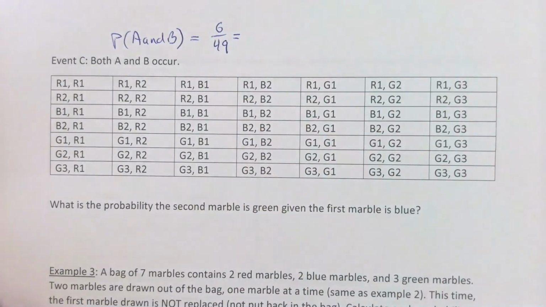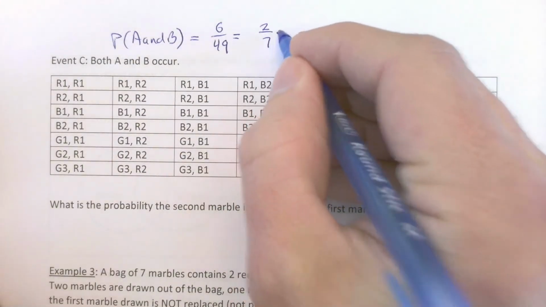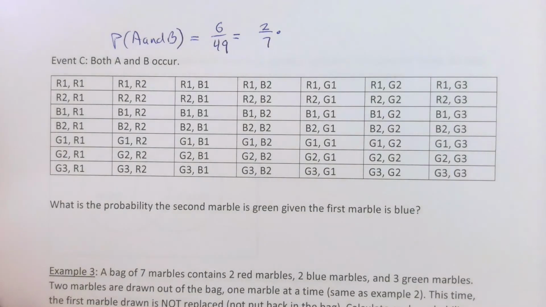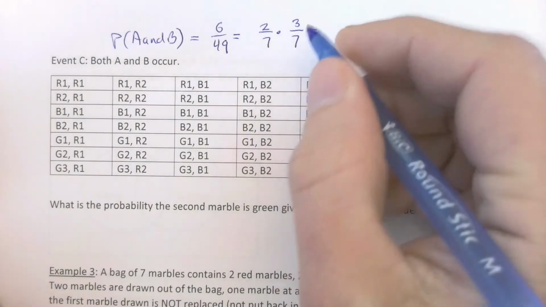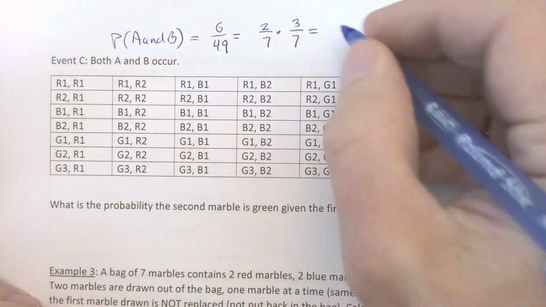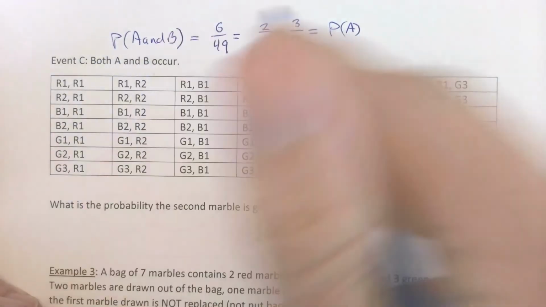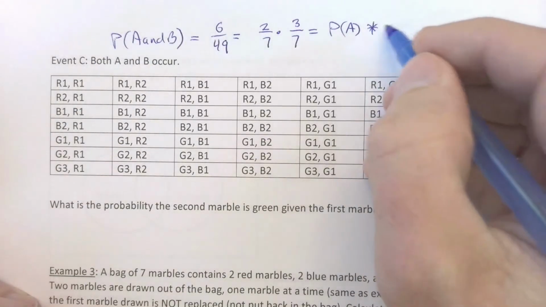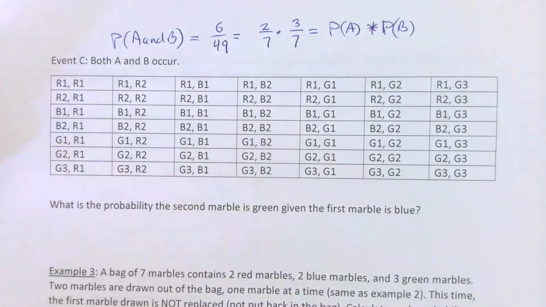Now what was the probability of A? It was 2/7. What was the probability of B, getting the green marble on the second draw? That was 3/7. And once again, we see that if you take those two probabilities separately and multiply them together, you get this. So this is another case of the probability of A and B is the probability of A times the probability of B. When can we do this? Well, when we know A and B are independent.